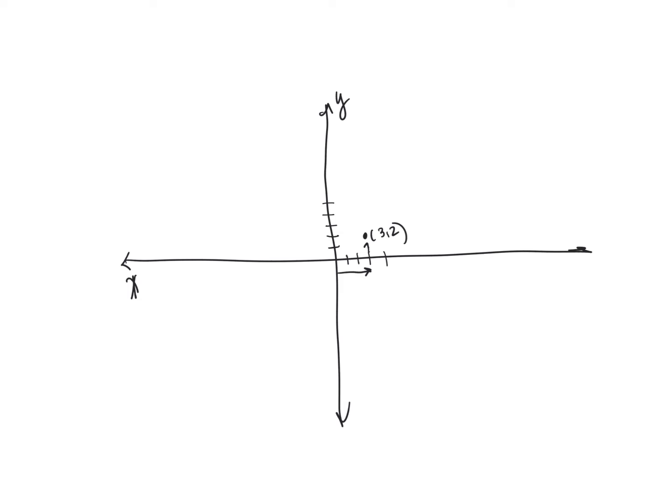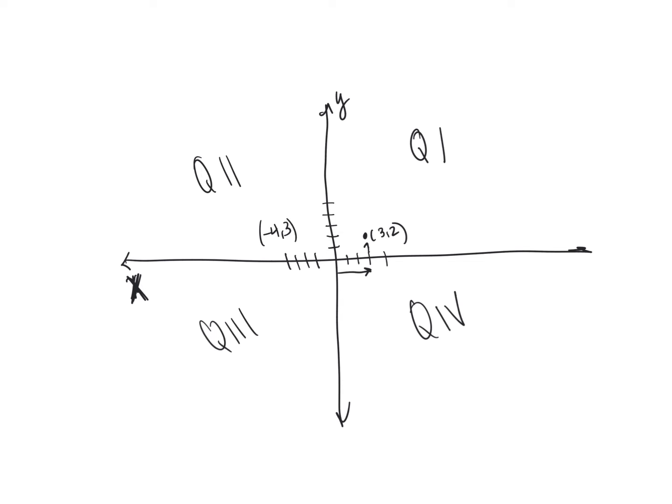This horizontal coordinate is the x-axis. The vertical axis is the y-axis, and we label the quadrants that it makes: quadrant 1, quadrant 2, quadrant 3, and quadrant 4. The x-coordinates in quadrant 2 are negative. Y's are positive. So this would be the point (-4, 3).